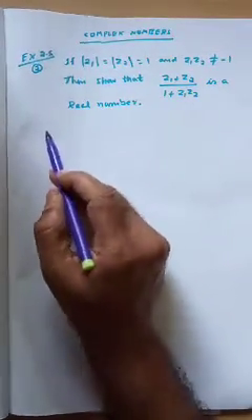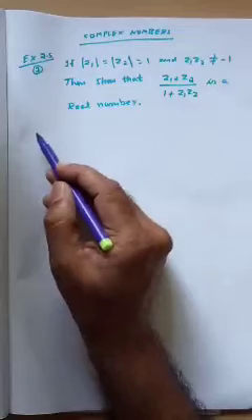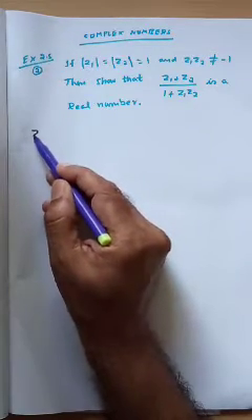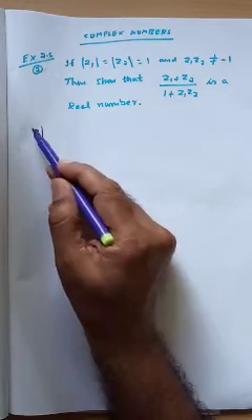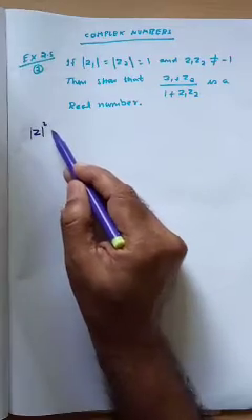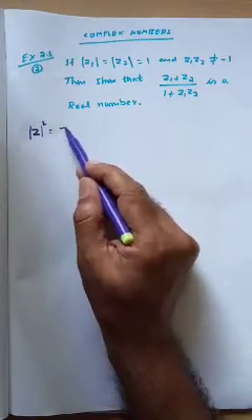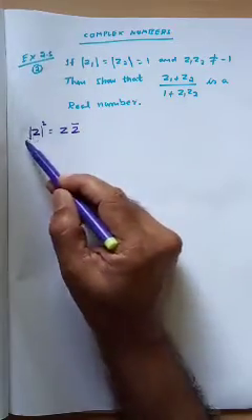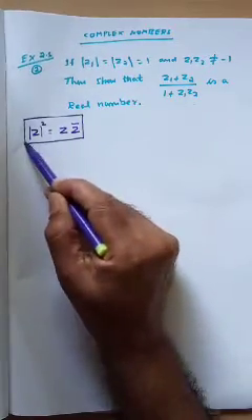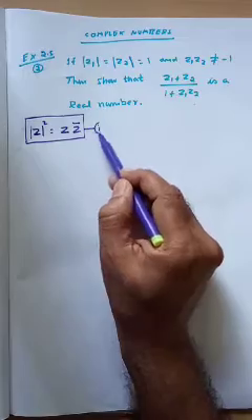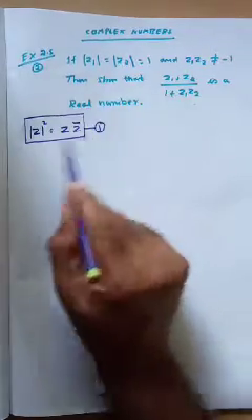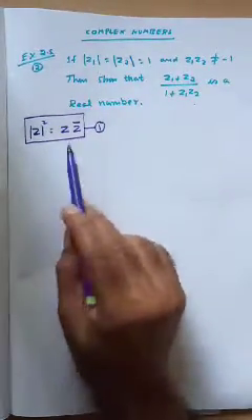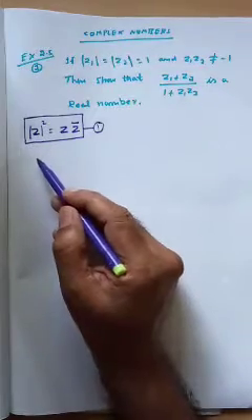So this question requires some properties to be recollected here, and one important property we have here is Z modulus whole square can be written as Z into Z bar. This is an important property. We'll name it as equation 1. This is what we're going to use in this question. Let us see how it is possible.